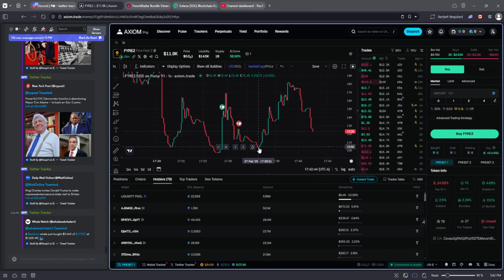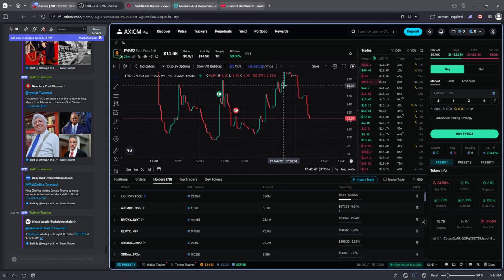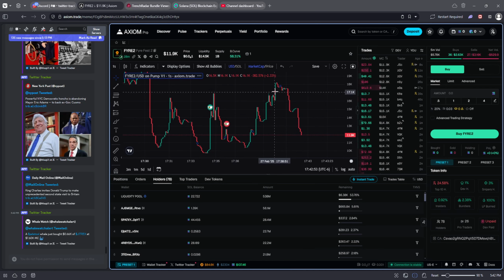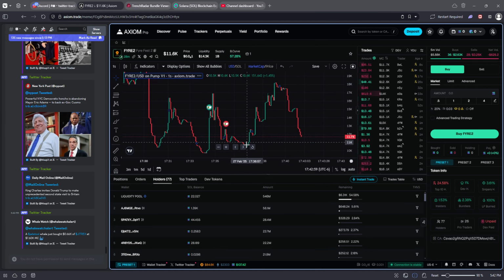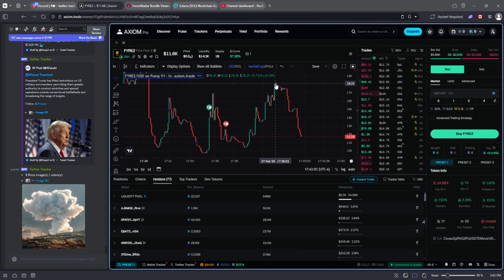Whereas if you would have bought down here, that's a great entry. You bought on the dip and you would have ridden that profit up. You can see here, that's roughly 10.2K, and then the top was 18K. So it's about an 80% win. If you would have bought 1 SOL here, you would have made roughly 0.8 SOL, almost doubling your money.